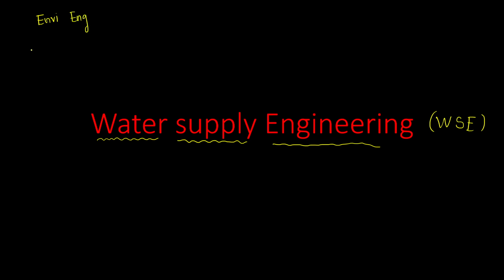So the next unit will start now, that is water supply engineering. In short form we can also say it as WSE. So basically, our environmental engineering is divided into 5 main parts. The first one is water supply engineering, or we can say that it deals with drinking water.